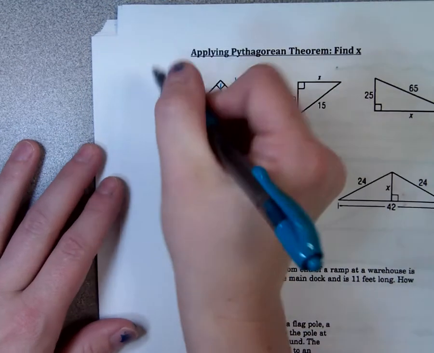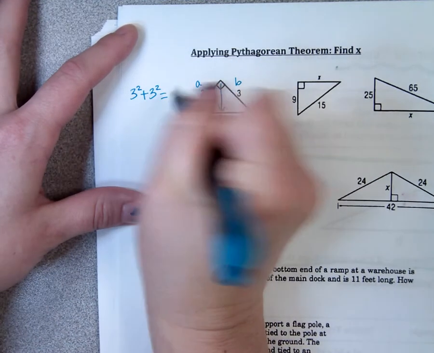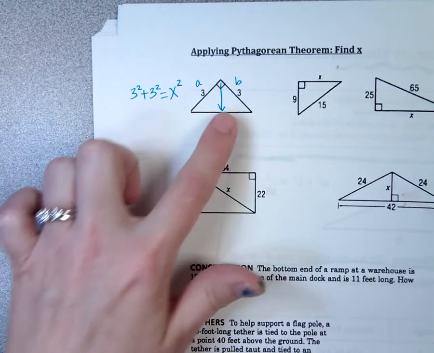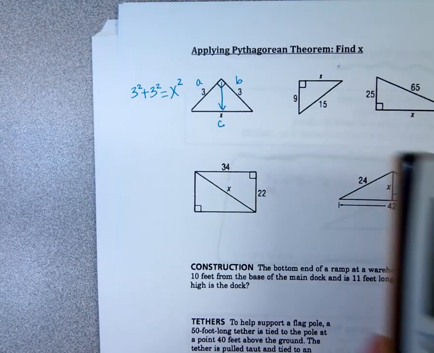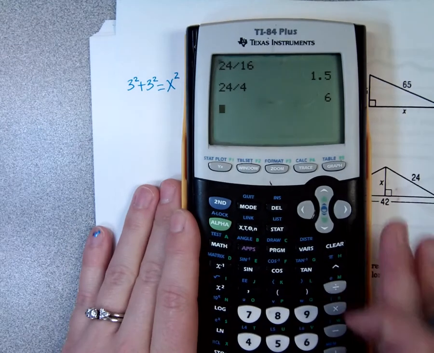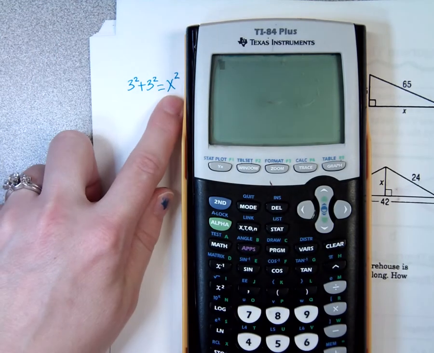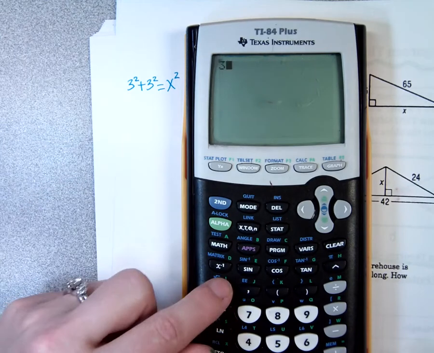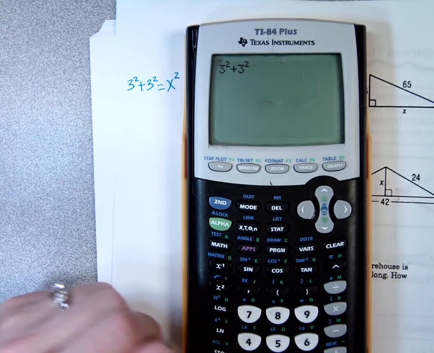3 squared. Yeah, so 3 squared plus 3 squared is C squared or X squared. I don't care what letter you use. I'm using the X just because that's what was originally in the picture, but it doesn't matter. Okay, for this class, just to save some time, I'm going to put most of this in my calculator. So since X is by itself on the right side, I just need to calculate the left side. So I'm just going to go 3 squared plus 3 squared in my calculator and not even have to think.